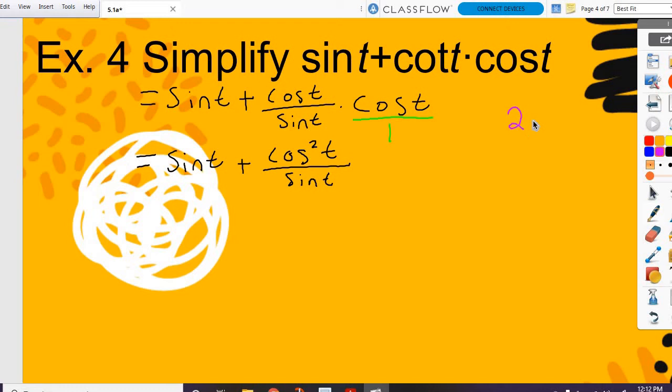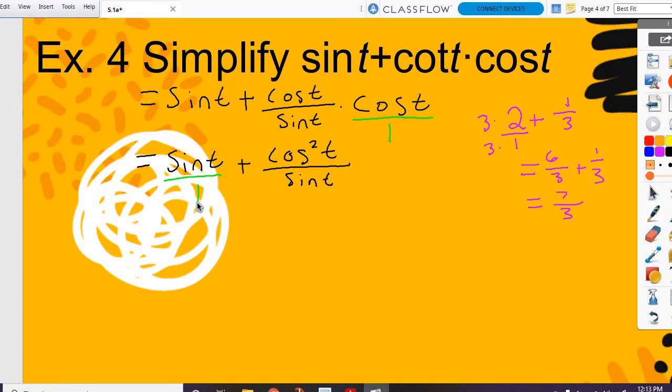So think about if we had 2 plus 1/3 and I wanted to simplify those. This 2 is technically over 1, so we would need to multiply the top and the bottom by 3 in order to simplify. Yes? We want to do a similar thing here, because notice that my sine is technically over 1. So if we want to combine these, we need to make them have the same denominator.